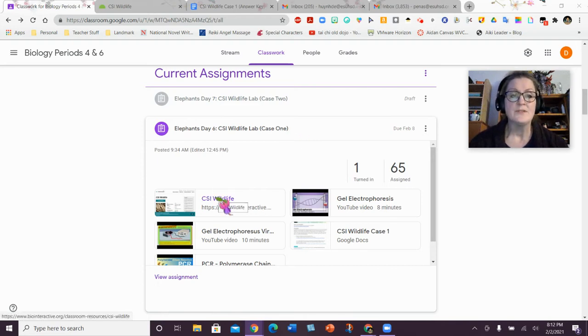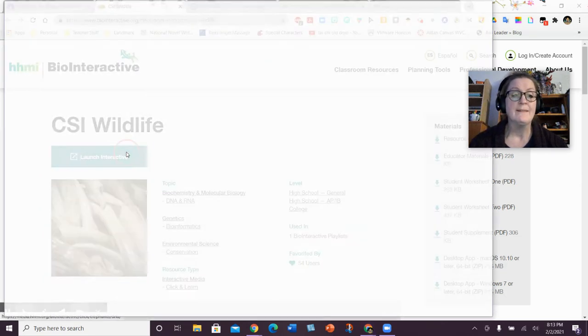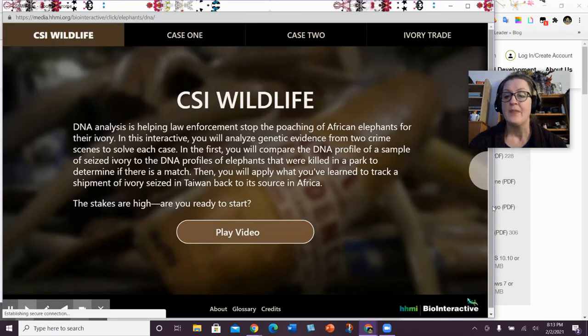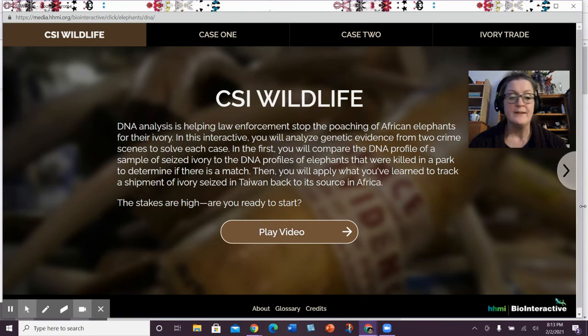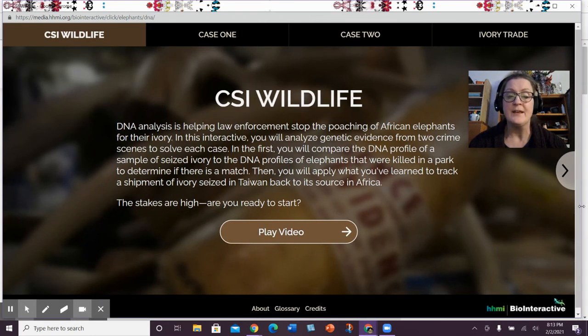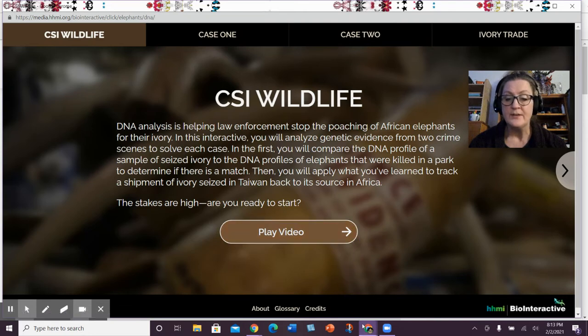All right, so the first thing you want to do is click on this CSI Wildlife link, and you will come to a page that looks like this. To launch the interactive modules, you click on this green button that says Launch Interactive, and a brand new window is going to open where everything is going to be available to you. The videos, the quiz questions, the information, the maps, everything that you need to complete the worksheet for case 1 and also for case 2 is all included here.